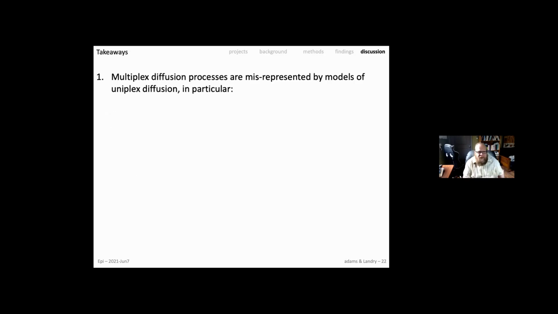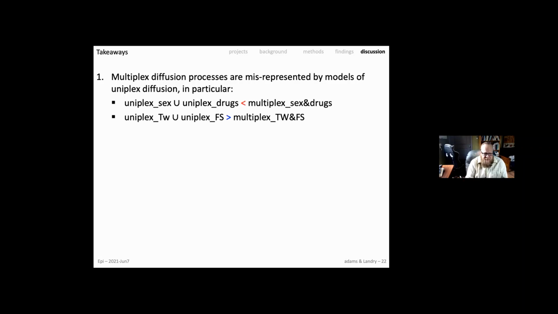So what are our main takeaways? The first and foremost is that multiplex diffusion processes are in some ways misrepresented by models that include only the uniplex diffusion, even if the uniplex diffusion includes both of the constituent networks that compose that multiplex diffusion process. In particular, the uniplex sex and drug networks, when we combine them, are underrepresenting the diffusion that would take place on the multiplex network representing sex and drugs together. And the uniplex Twitter and Foursquare networks are overrepresenting the diffusion process that would result from the multiplex Twitter and Foursquare network if we put them together.